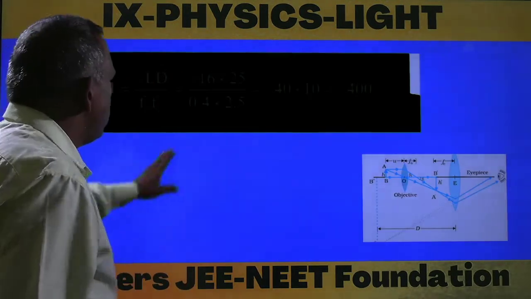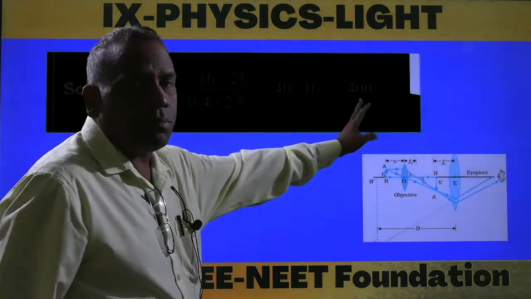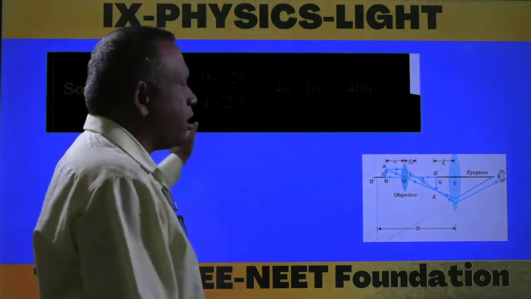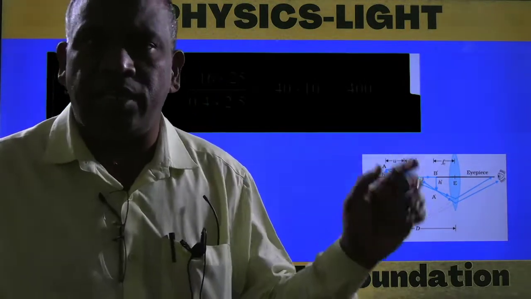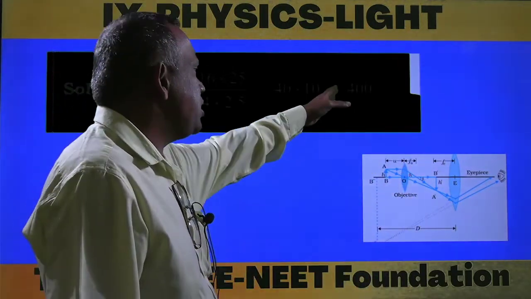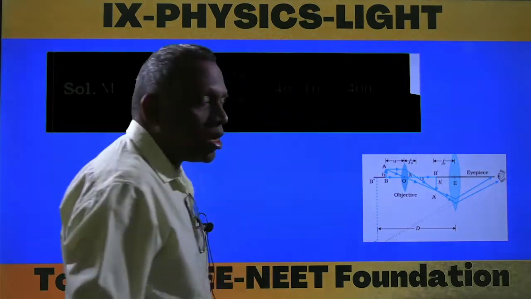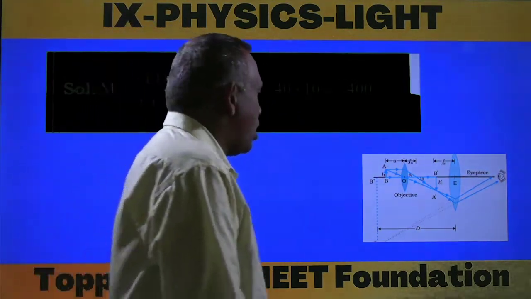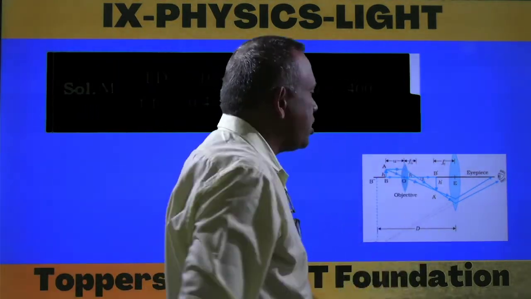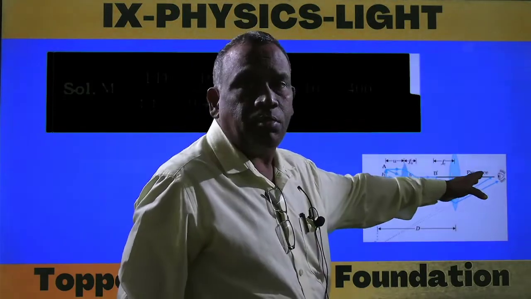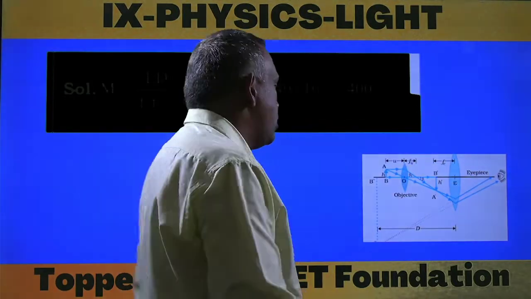Now if you simplify this, you will get minus 400. The magnifying power, when the image is formed at infinity, is minus 400. F naught is the focal length of the objective lens and F E is the focal length of the eye lens in the compound microscope. You can find it like this.